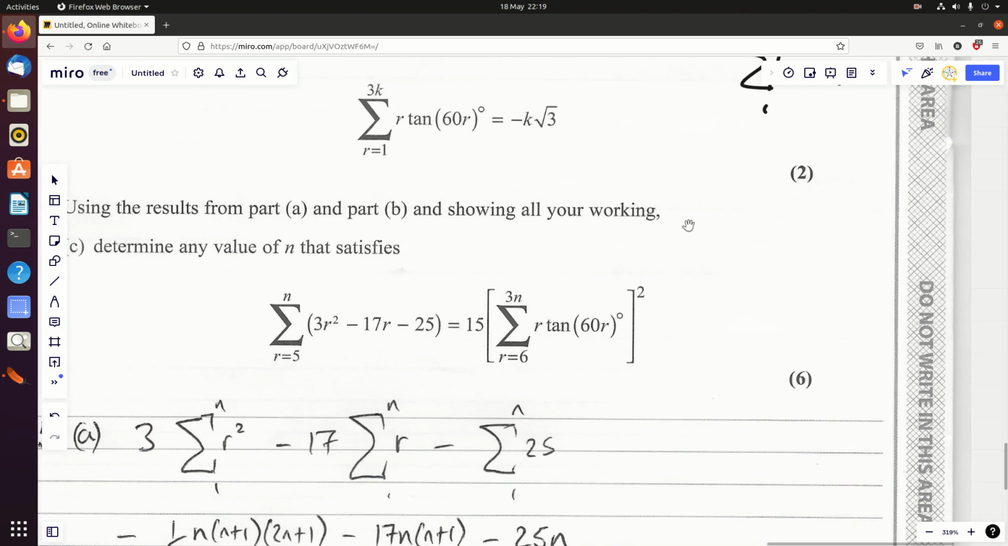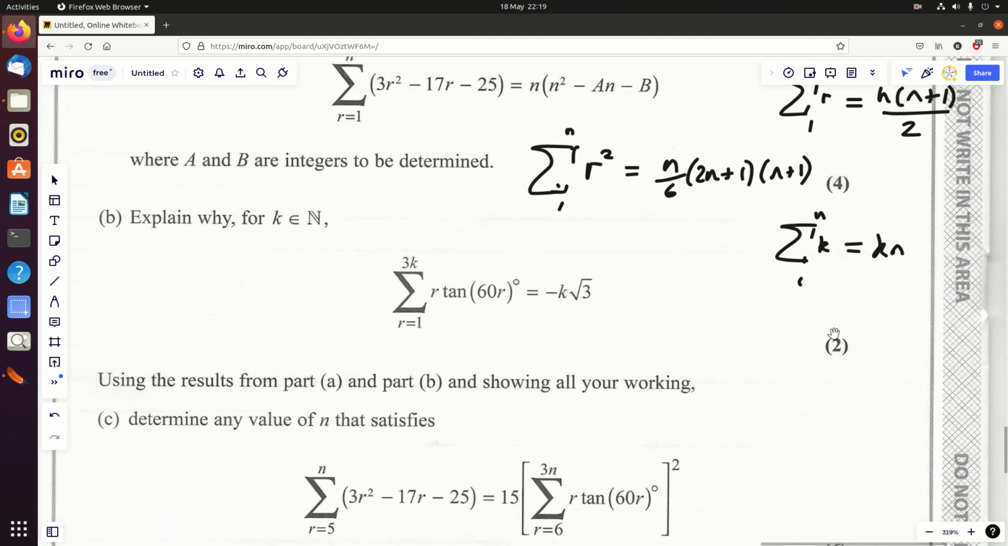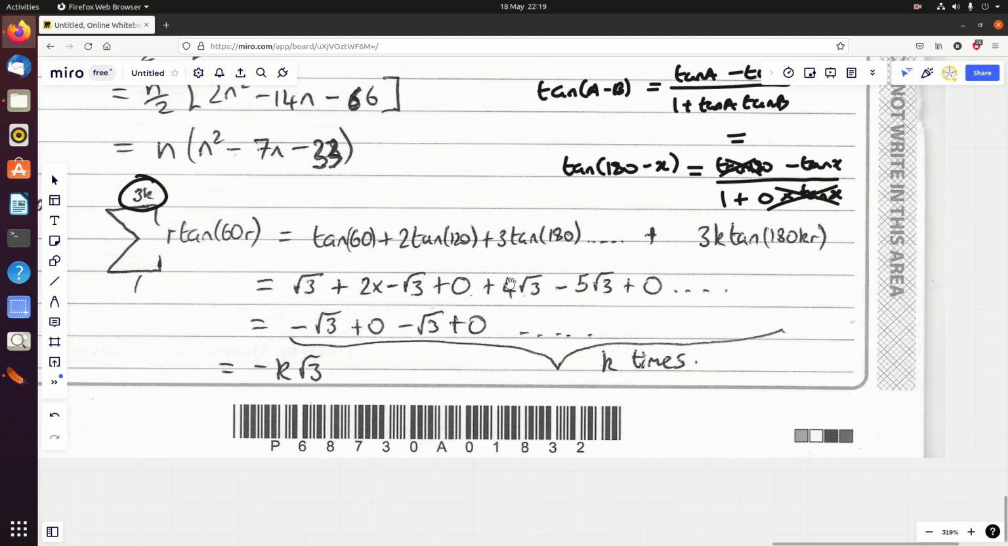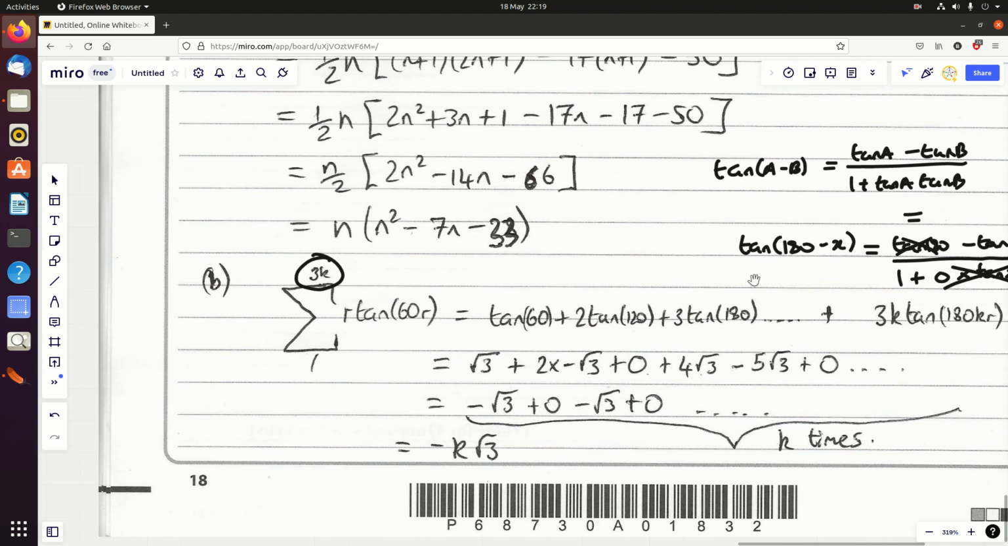Now, I hope I've shown enough to get the marks there. I often think, you know, it's only worth 2 marks, so how much do I have to explain? I would have thought that would convince an examiner this kid knows what they're talking about. I hope so. So that was part B.